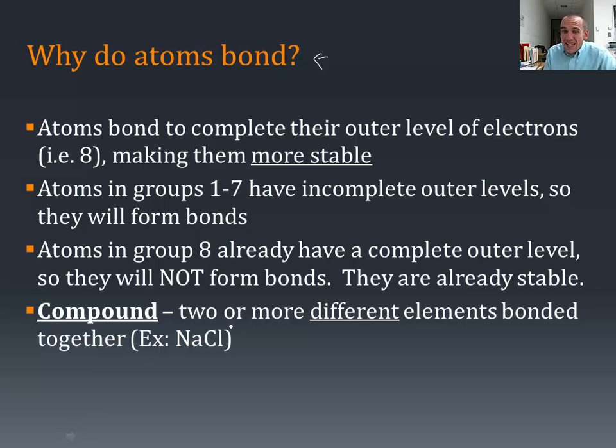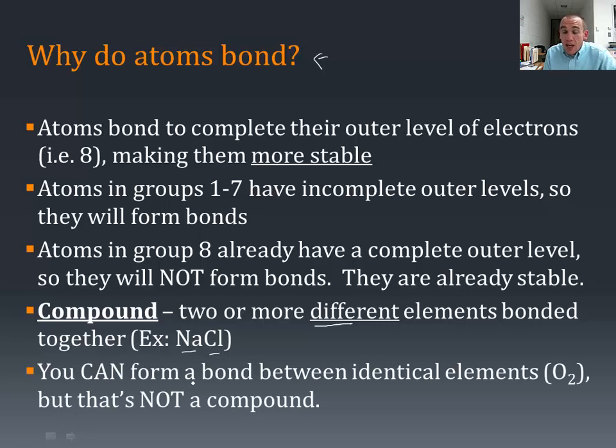Now remember, like I said, compounds, different elements bonded together. Like sodium and chlorine, they bond to make sodium chloride. We're going to look about the naming rule on that in a minute. Okay. You can bond identical elements. Oxygen will form a bond with another oxygen atom, but that's not a compound. That's just oxygen because it's still just oxygen atoms. It contains only one kind of atom.